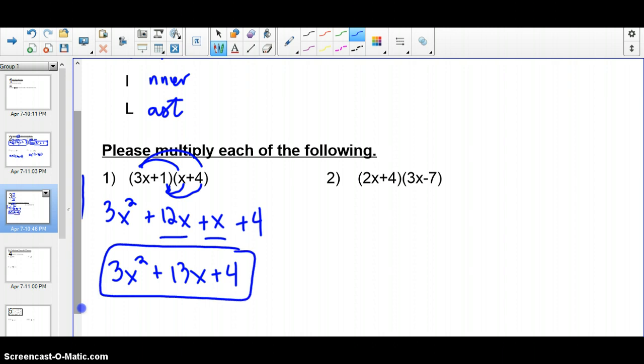Okay, let's see if you guys do the second one here. You guys do this one. Stop the video right now. See if you guys can go through that on your own. And then when you're ready, I'm going to just go through it now, but you can check your work.